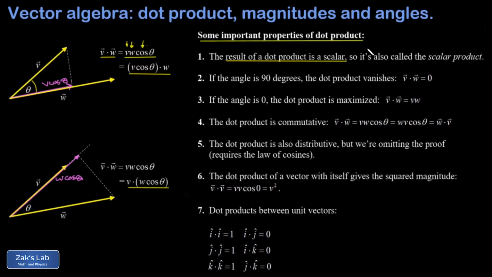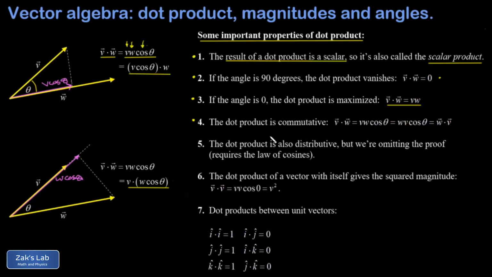So how about this list on the right? The first point is that the result of a dot product is a scalar. And this is why the dot product is sometimes also called the scalar product. My second point, if the angle between the vectors is 90 degrees, the dot product vanishes because the cosine of 90 degrees is 0. Third, if the angle between the two vectors is 0, the dot product is maximized. The maximum value of cosine happens at 0, and it's equal to 1 there, so the dot product would turn into simply the product of the magnitudes, |v||w|.